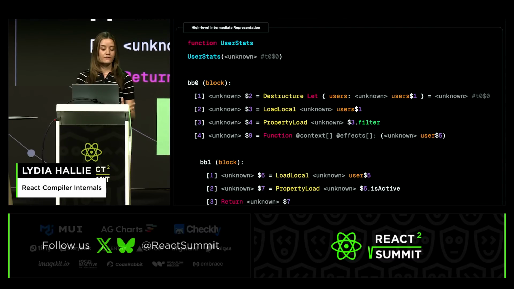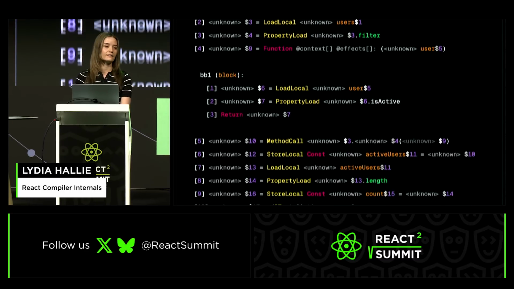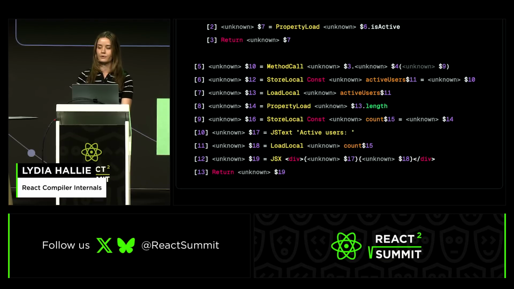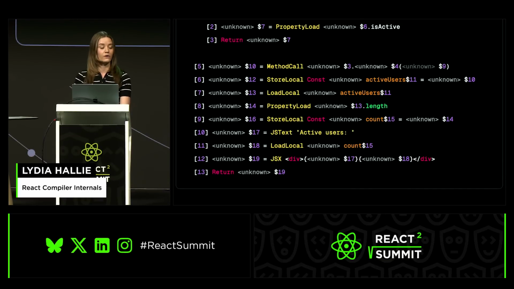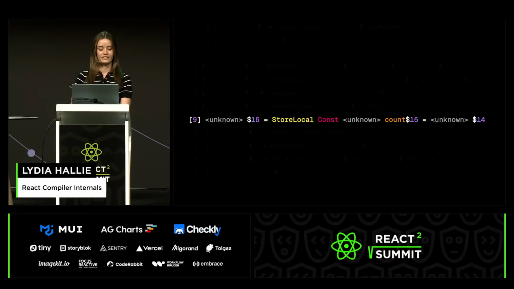And whereas we write our function component as just a single block of code, the compiler needs to see each and every operation separately to really understand what's going on in your code, and also what parts can be optimized. So you can see each of these steps represented as individual instructions with a unique ID, a value where they get stored, and also the actual operation.